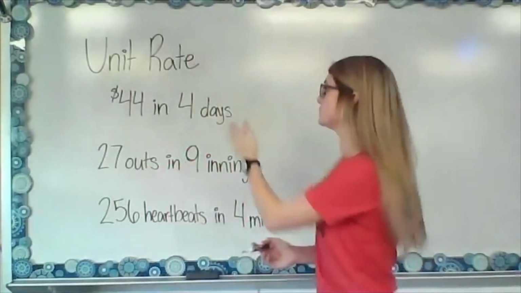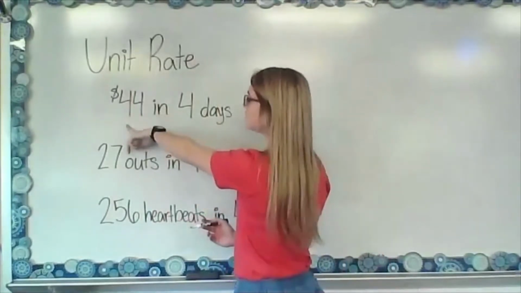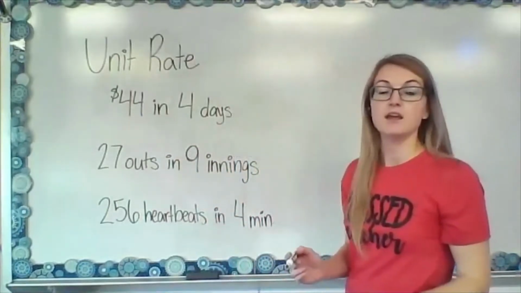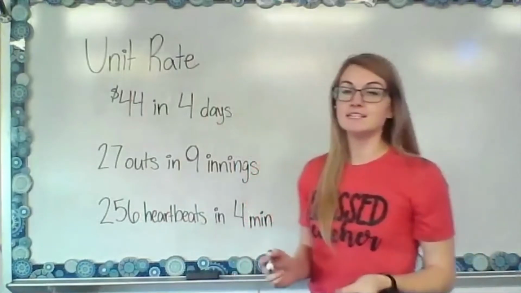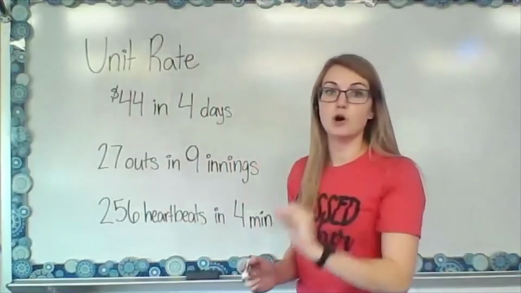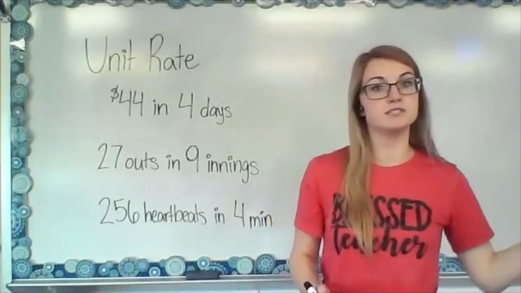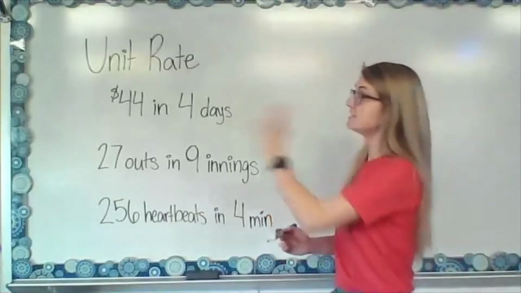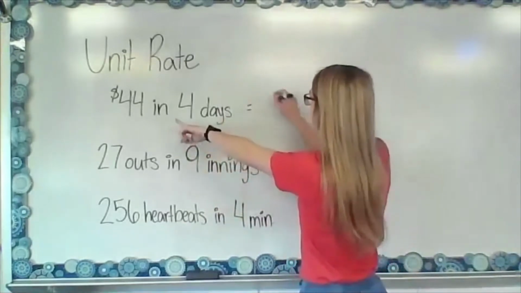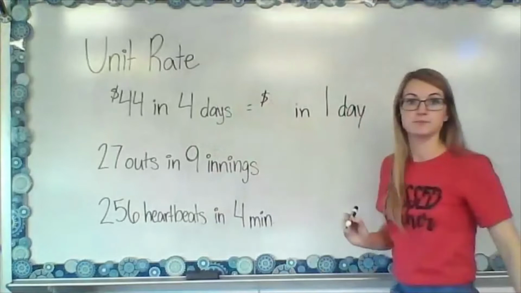For example, my first one I've got written up here says that we make $44 in 4 days. What is the unit rate? In order to find the unit rate, we need to figure out how much we make in 1 day. Unit rate is always going back to 1. You've done this before in some of the ratio tables and double number lines, okay? But this lesson is specifically doing that. So we're trying to figure out how much money we are going to make in 1 day.